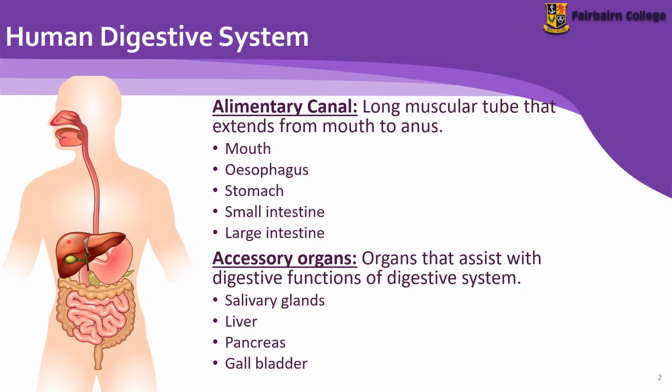The accessory organs are not part of the alimentary canal as food never passes through these organs. They only assist by either secreting various substances needed for digestion or receive nutrients only after they have been absorbed into the blood. These organs are the salivary glands, the liver, the gallbladder, and the pancreas.